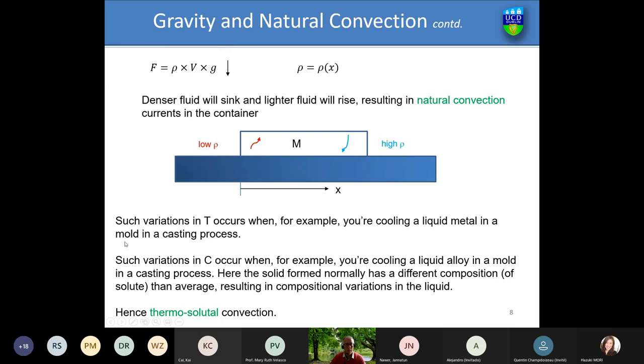So such variations in temperature occur, for example, when you're cooling a liquid metal in a casting process. And variations in composition can occur when you're cooling or solidifying a liquid alloy in a mold, in a casting or welding process, because the solid formed normally has a different composition than the average, resulting in compositional variations in the liquid. And hence the natural convection is due to thermal and compositional or solutal effects and is called thermosolutal convection.